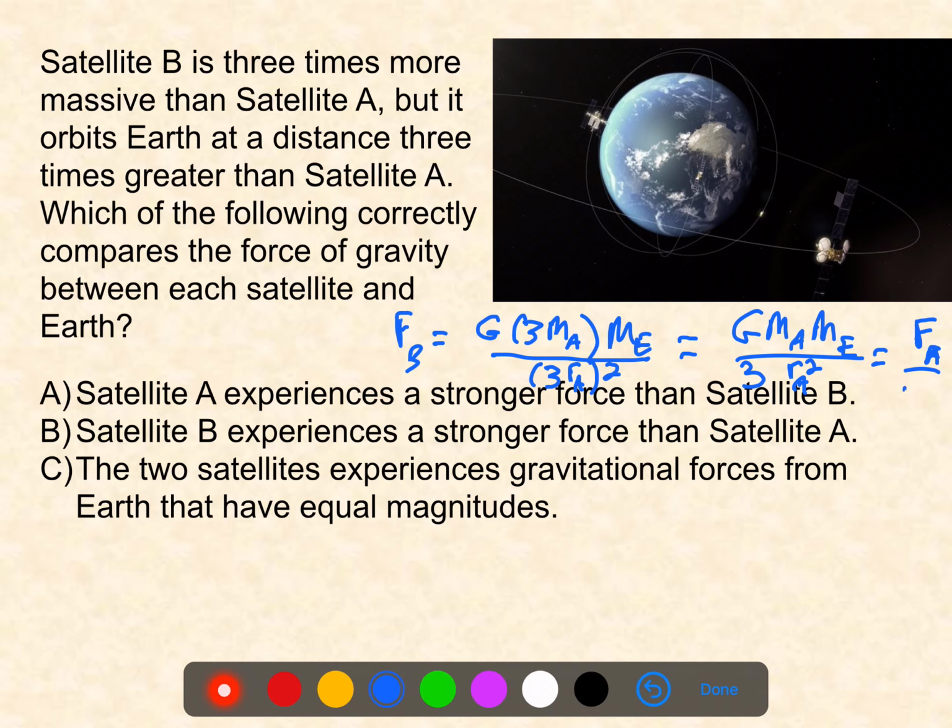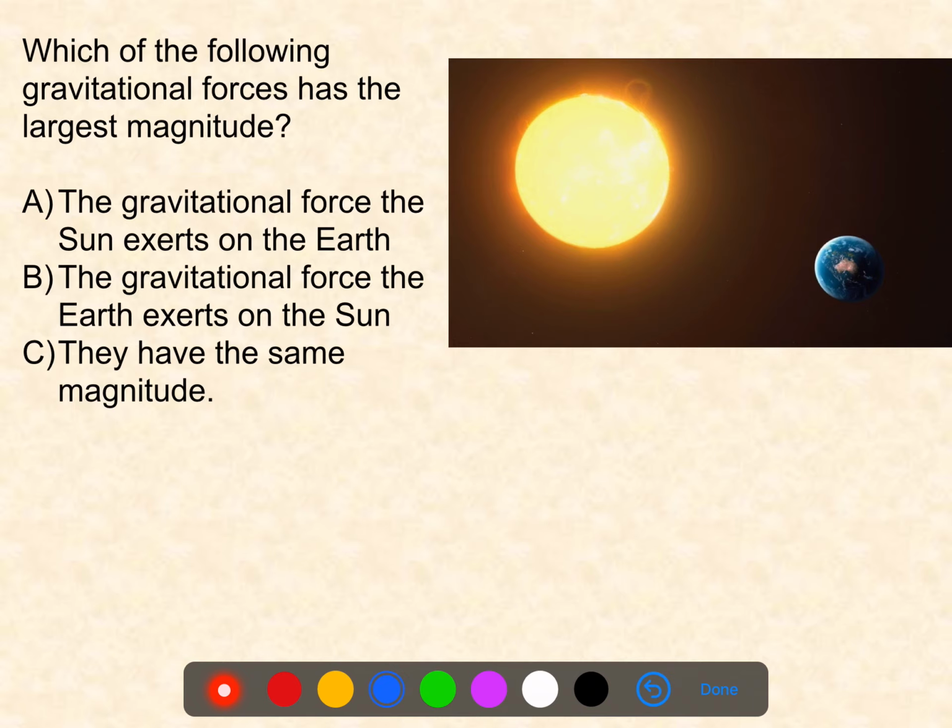Okay, so that is to say that A is still experiencing a greater force, even though it's less massive, because it's that much closer, and that inverse square relationship means that the force drops off more rapidly than you might suspect as a function of the distance.